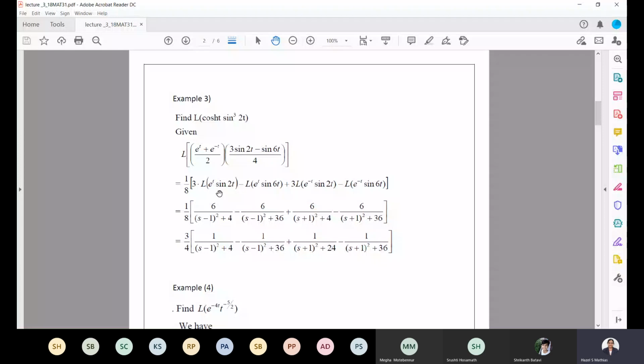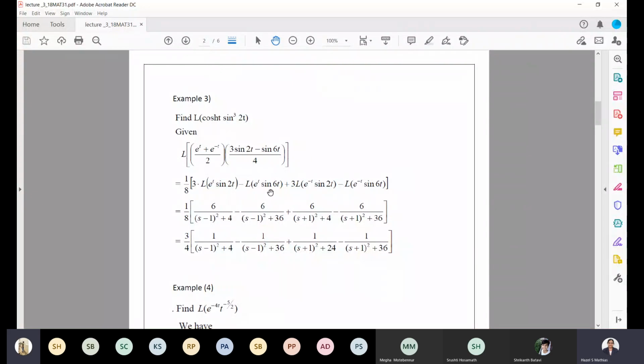Find the Laplace transform: minus the Laplace transform of e power t into sine 6t, plus the Laplace transform of e power minus 2t into sine t multiplied by 3, then minus the Laplace transform of e power minus t into sine 6t. First, finding the Laplace transform of e power t into sine 2t, what do we do? We find the Laplace transform of sine 2t. It is 2 divided by s square plus 2 square. So that s has to be replaced by s minus 1.